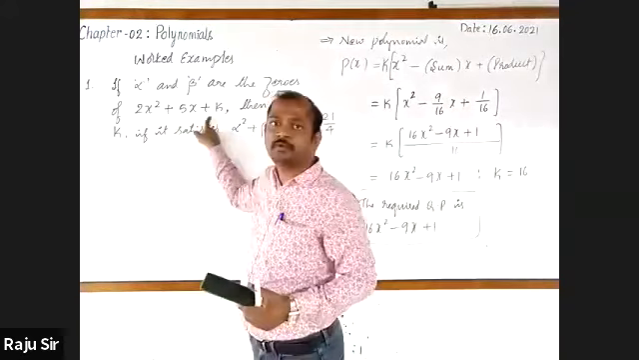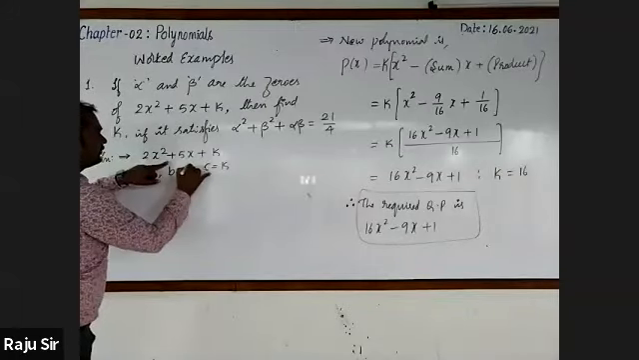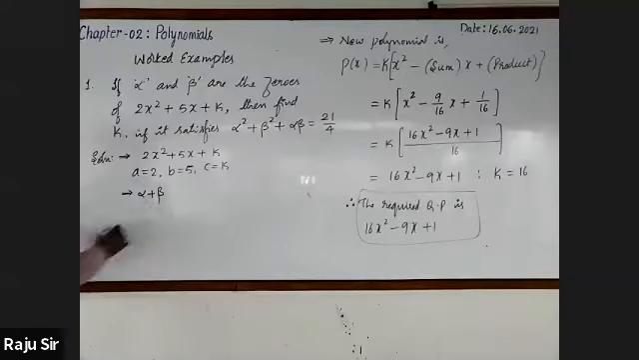Solution. The given polynomial is 2x square plus 5x plus k. Write the coefficients. A is 2, B is 5, and C is k. Sir, k value is 2, sir. K is 2. Very good boy. You are right. Now let us find alpha plus beta.